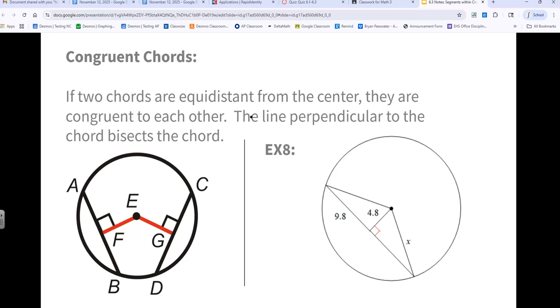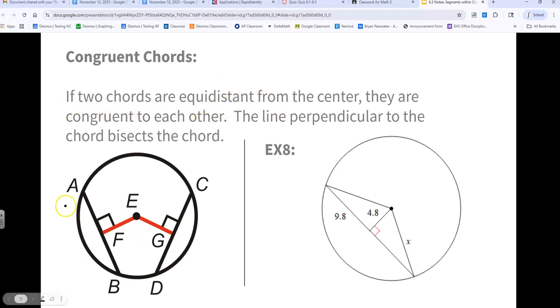So the first is congruent chords. If two chords are equidistant from the center, they are congruent to each other. The line perpendicular to the chord bisects the chord. So this has got a lot of stuff going on right here. It's telling us a couple things.